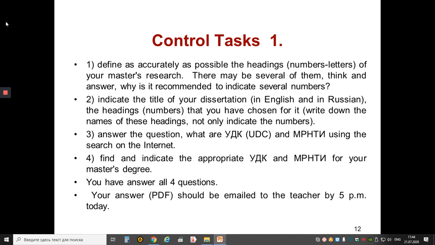2. Indicate the title of your dissertation in English and in Russian, and the heading numbers that you have chosen for it. Write down the names of these headings, not only the numbers. 3. Answer the question, what are UDK and MRNTI, using a search on the internet? 4. Find and indicate the appropriate UDK and MRNTI for your master's degree. You have answered all 4 questions. Your answer in PDF should be emailed to the teacher by 5 p.m. today. Don't forget to answer the quiz question as well in the quiz section.